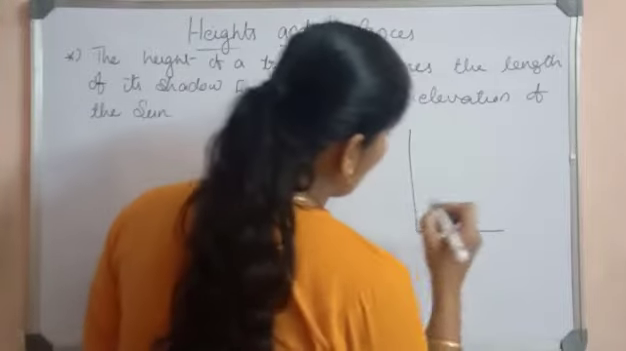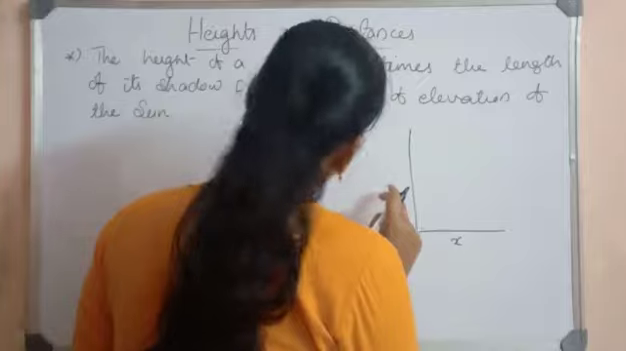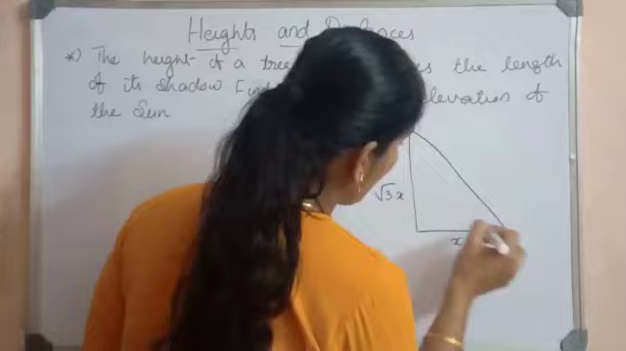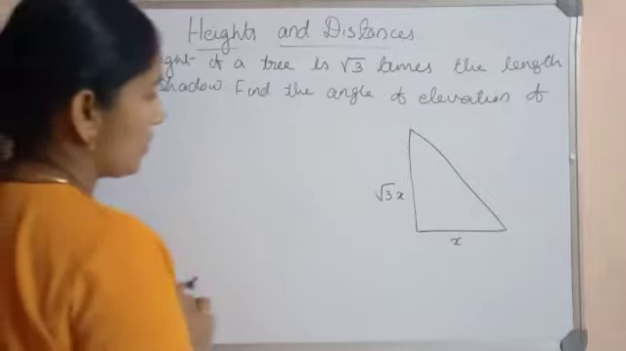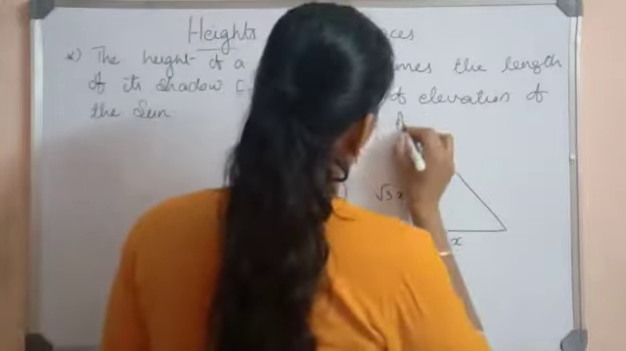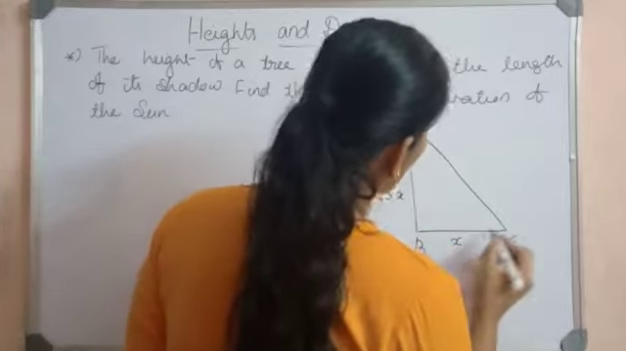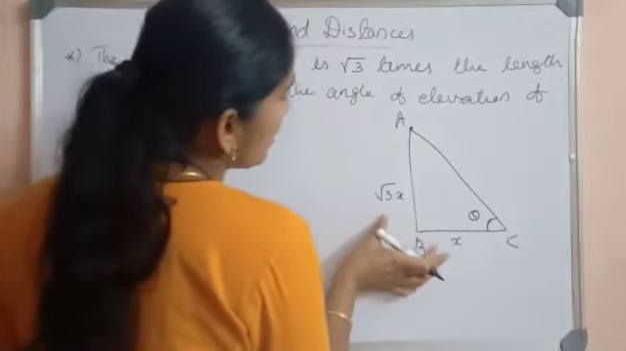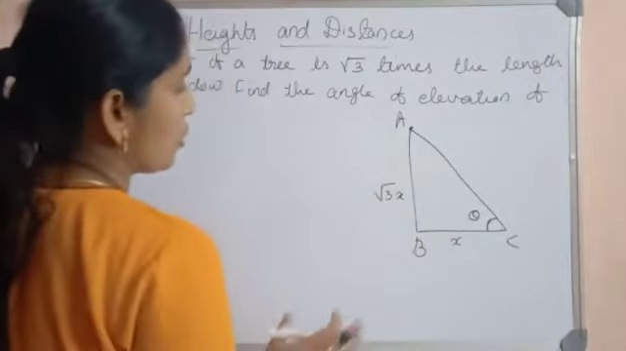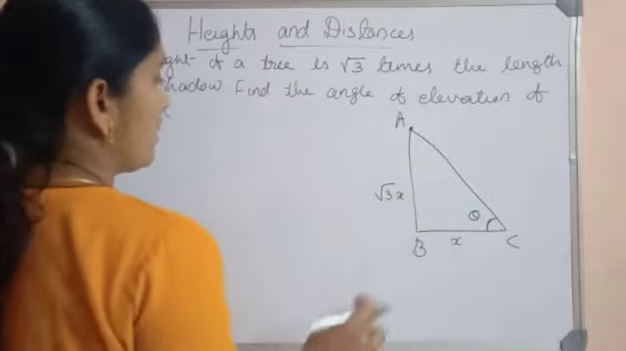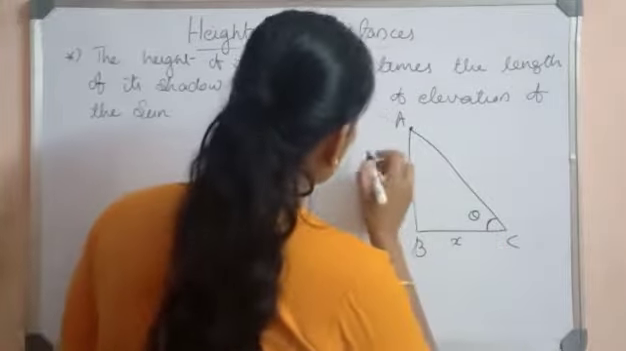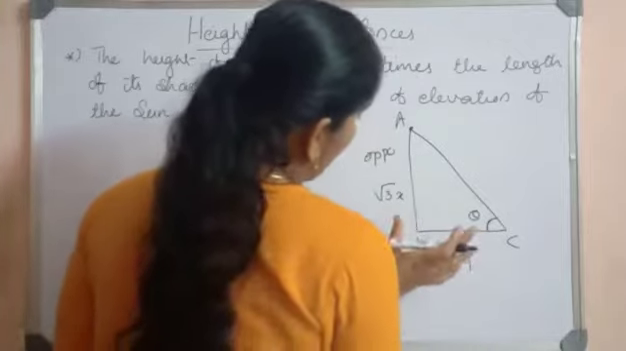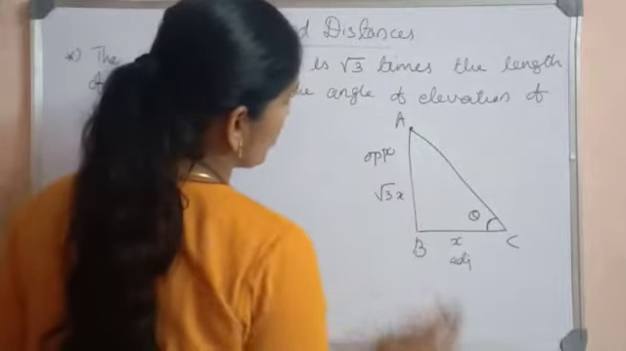Consider x is the length of the shadow. Then the height of the tree is √3x. If you join this line, we have to find the angle of elevation of the sun. Let it be ABC. And here this becomes the angle of elevation theta. Now by considering these two values, we have to form a trigonometrical ratio and find the angle of elevation. Here if you consider theta, this is the opposite side and this is the adjacent side. So the trigonometrical ratio which is connected with these two is tan theta.